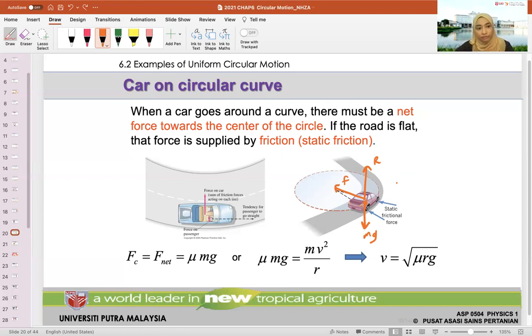So it needs that friction to move in a circular path. Imagine you are driving a car. Don't know if you guys have ever driven a car, it's okay. Imagine that you're driving a car and kena lalu selekoh, right? What do you do? You have to brake a little bit, right? Kenapa nak brake? Sebab nak kena pusing sikit.